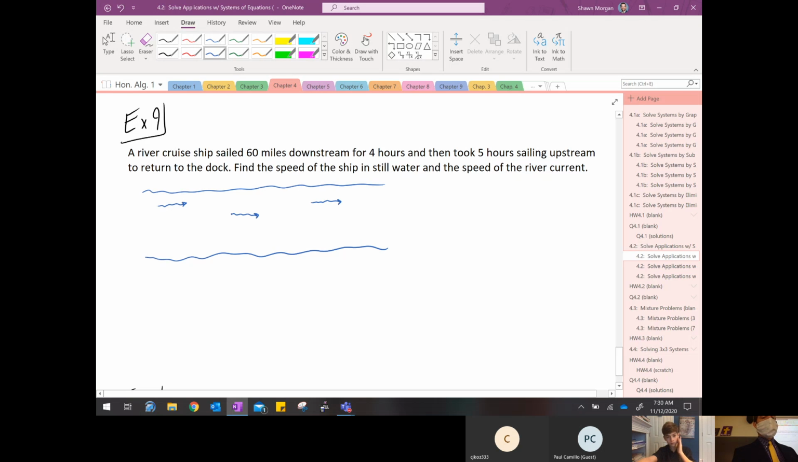All right. So my river is flowing on my screen from left to right. So going from left to right would be going downstream. Downstream, write this down. Downstream is when you are going with the current. You're going with the current.